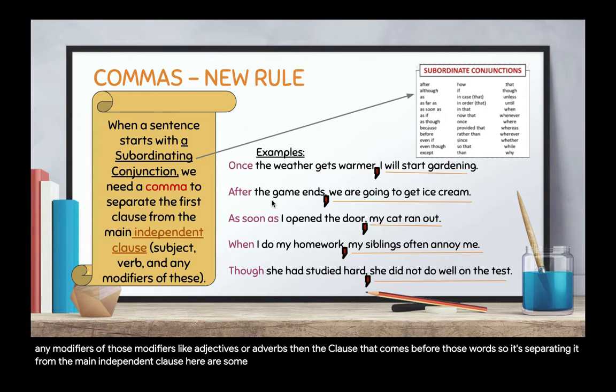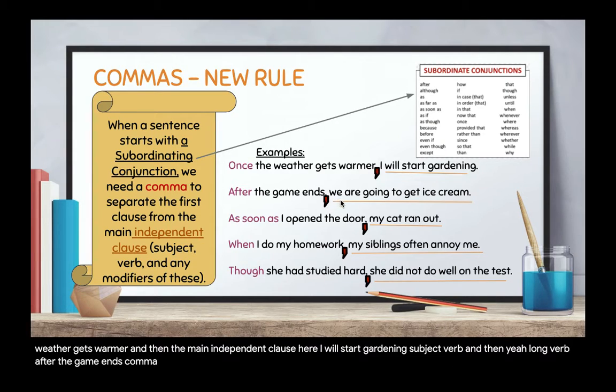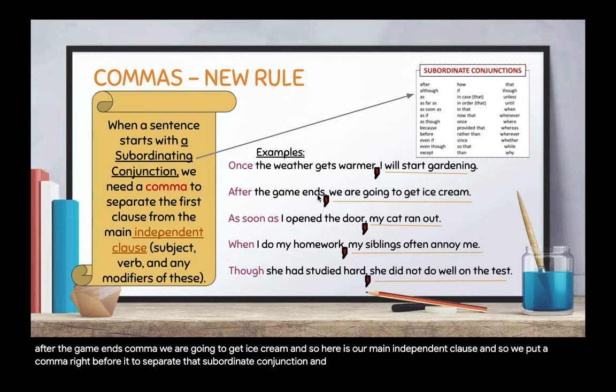Here are some examples. It's starting with a subordinating conjunction: once the weather gets warmer, comma, and then the main independent clause here, I will start gardening. Subject, verb, and then a long verb. After the game ends, comma, we are going to get ice cream. And so here is our main independent clause, and we put a comma right before it to separate that subordinating conjunction and the words that go with it.